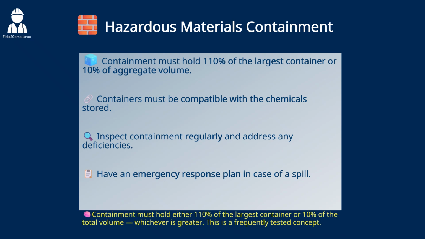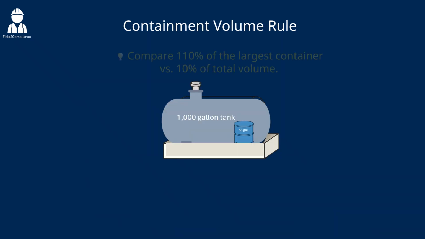And don't skip the plan. You need an emergency response plan ready in case of a spill. This concept shows up often on the exam. Know the numbers. Secondary containment rules come down to a simple comparison. You take 110% of the largest single container and compare it to 10% of the total volume stored on site. Let's see how that works with this tank and drum setup.